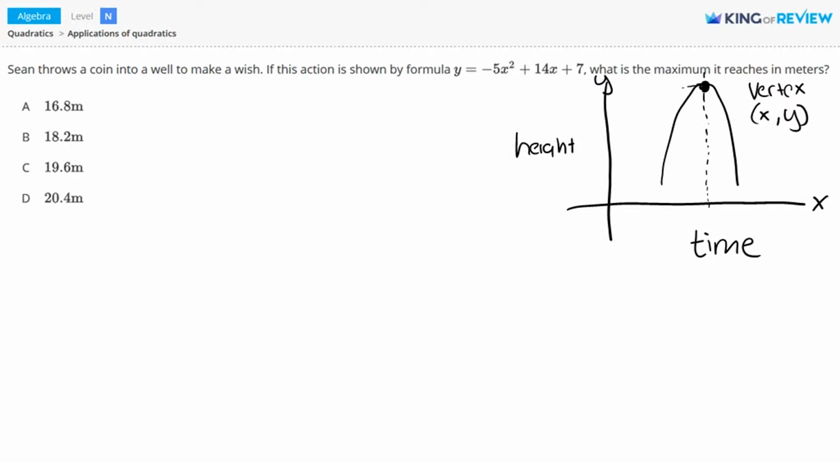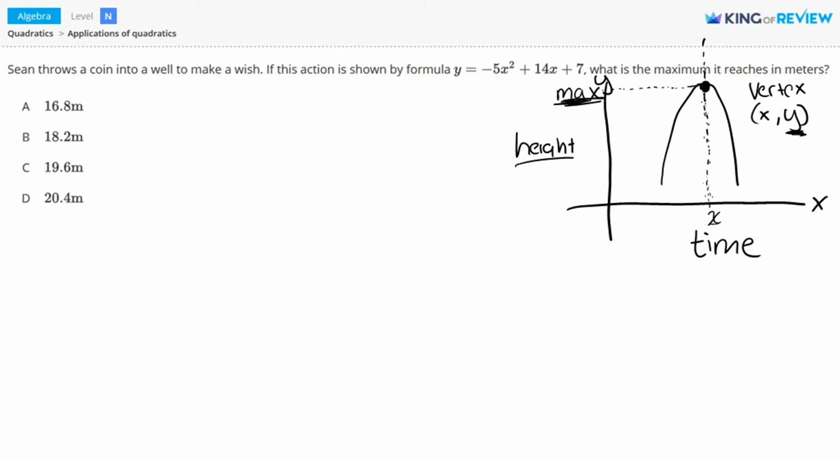So if we were to look at the y value of this vertex point, this would represent the maximum height that the coin reaches. And the x value, right here, this would represent the time that the coin reaches this maximum height. So we want to find out what this y coordinate is of the vertex, which is the maximum height of the coin.